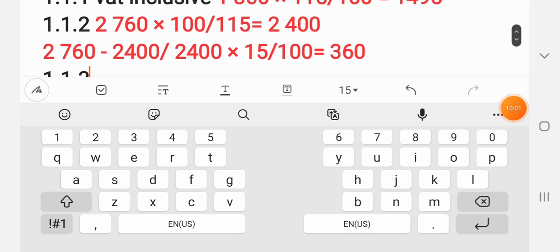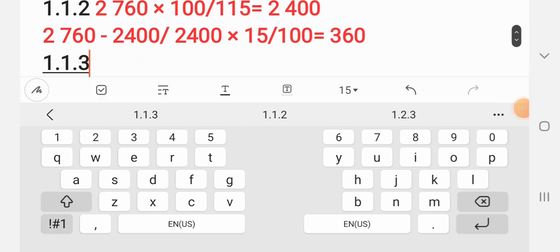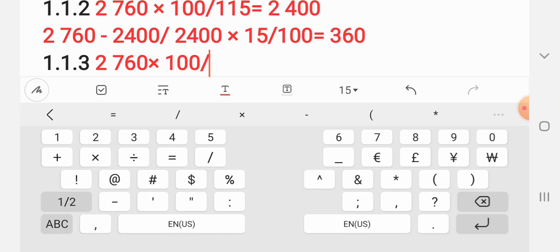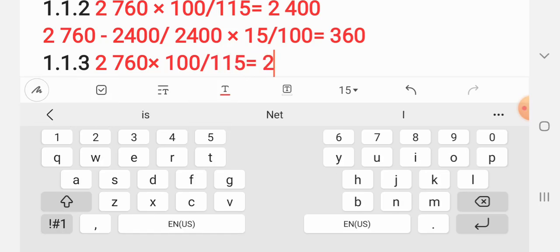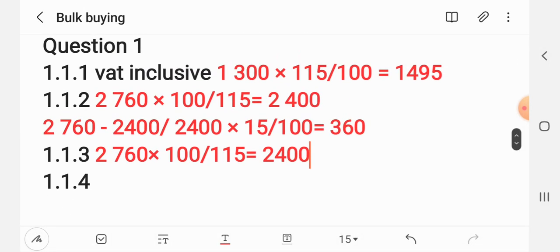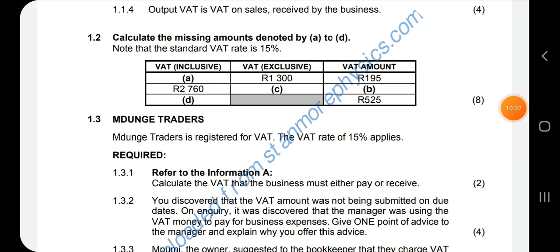So for number C, that is 2,760 multiplied by 100 divided by 115. So we have the inclusive, we want the exclusive, that's 2,400 rand. So this is how the calculations are. And then we're looking for D. We just have the VAT amount and we're looking for inclusive.